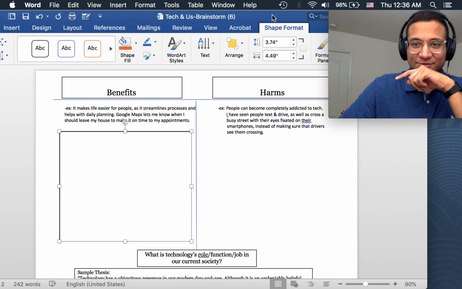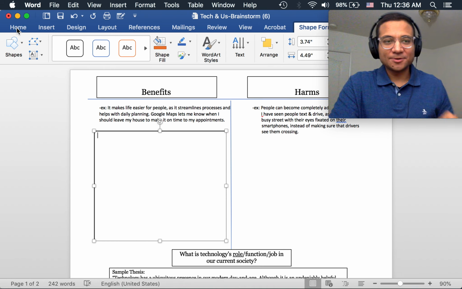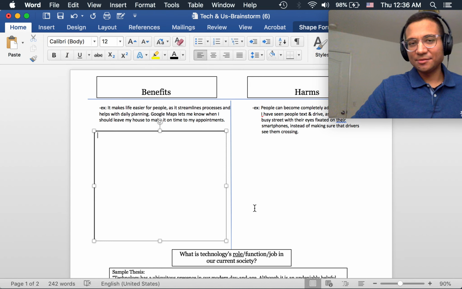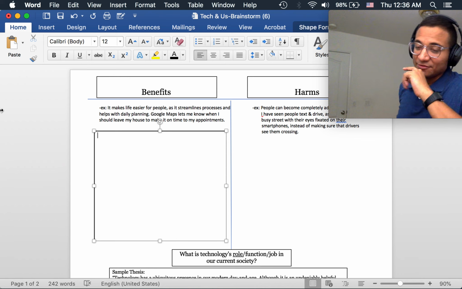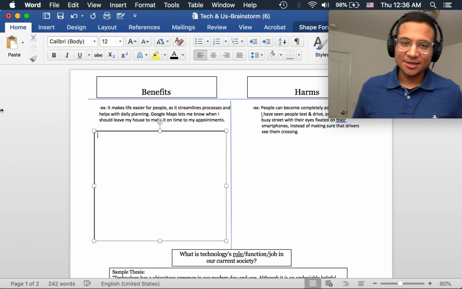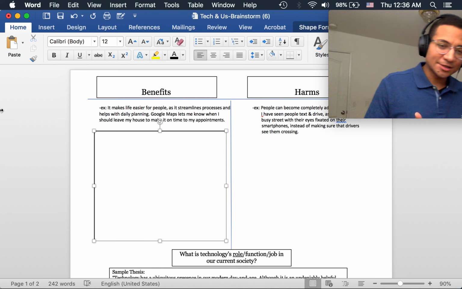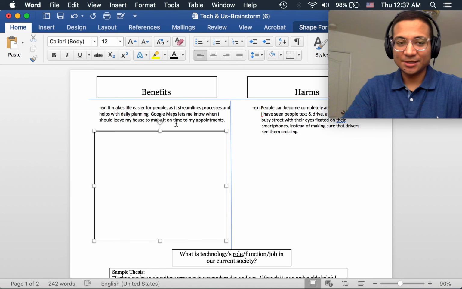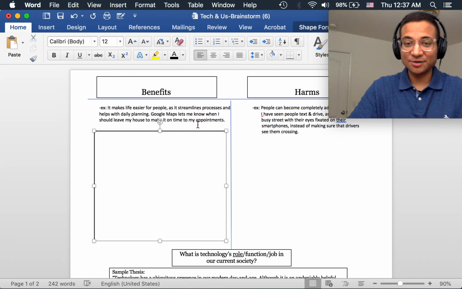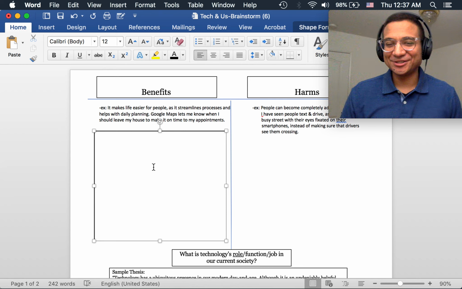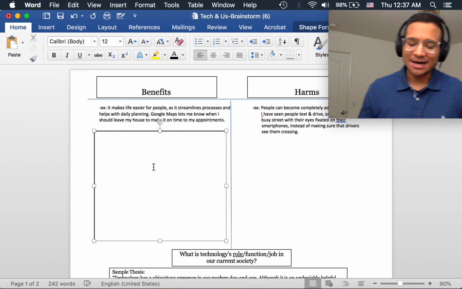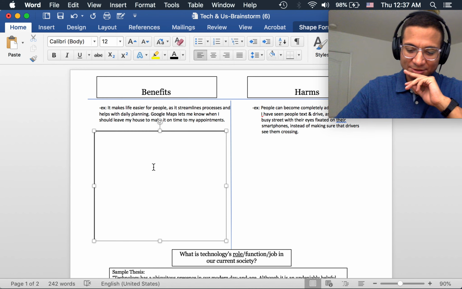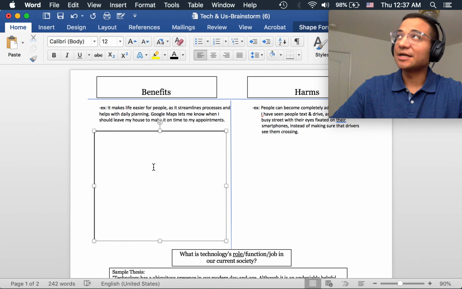So basically, here's what you have to do with this T-chart. We're thinking about technology and how to answer this question: what's the role, the job, the function of tech? First of all, you have to determine if you are on the side of it. How is it beneficial? Where is it harmful? So for me, I was just thinking, okay, it makes life easier, helps to streamline processes, helps with daily planning. I was thinking about Google Maps and GPSs, how they help me get to my destination and know about traffic. And I'm really into the aspect of tech that pertains to organization and scheduling apps and things like that.